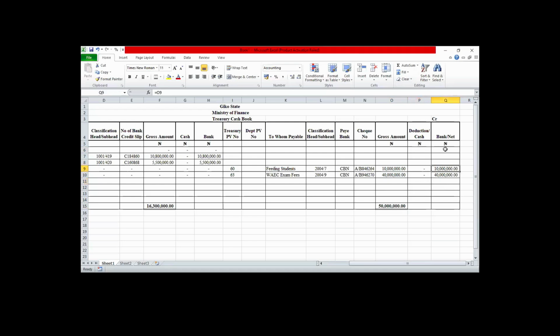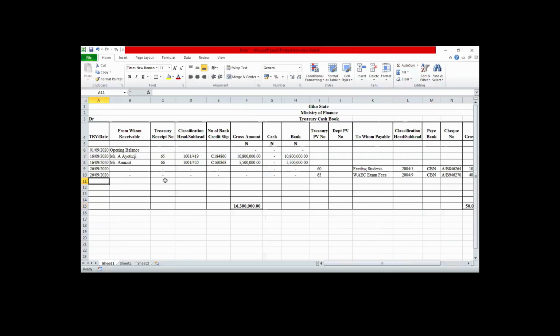Now, looking at it from the credit side, what is the total here at the bank side? It is 50 million, while at the cash side we don't have any figure. It means that the organization, the ministry, is having overdraft. How do we go with it?